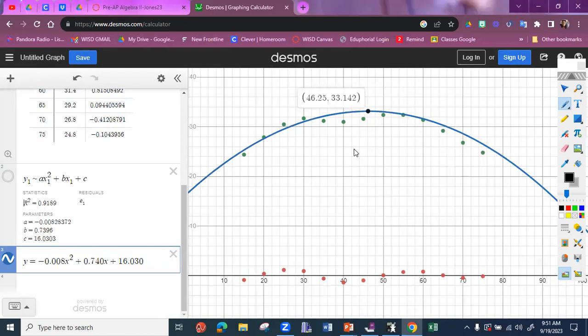What does the 46 represent? My miles per hour, my speed, right? And then what does the 33 represent? My miles per gallon. So the max speed that I can be going to get my max miles per gallon is what? 46. That's what it's asking you.